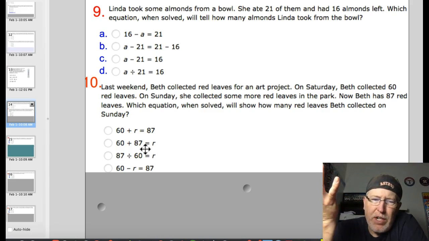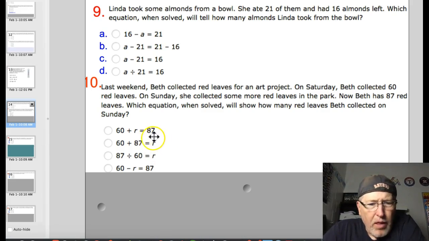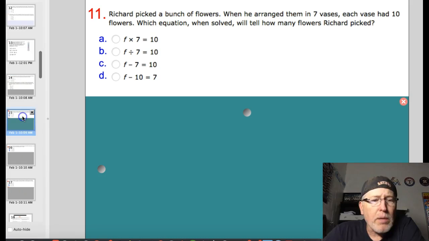So I'm thinking addition. I got two addition ones. This one's not formulated properly. Look at it. It's just sitting out there. So let's try this one. 60 red leaves on Saturday plus some more on Sunday. 87 total. Mr. Dudley, you make it look so easy. No, I'm just following the steps, talking myself through it.